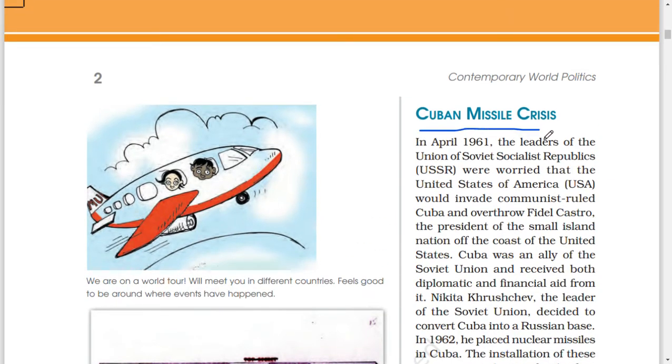Cuban Missile Crisis. In April 1961, the leaders of the Union of Soviet Socialist Republics (USSR) were worried that the United States of America (USA) would invade communist-ruled Cuba and overthrow Fidel Castro.